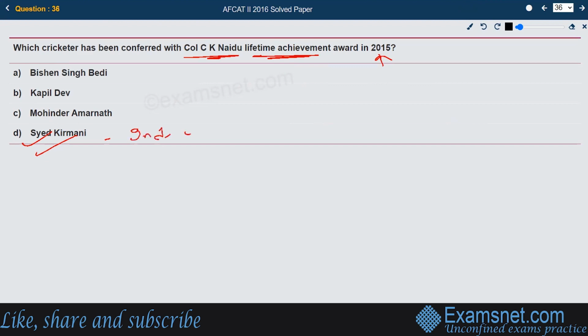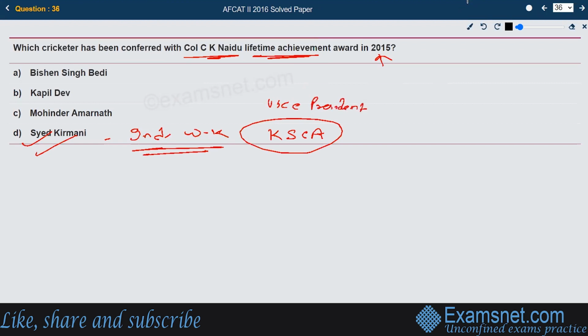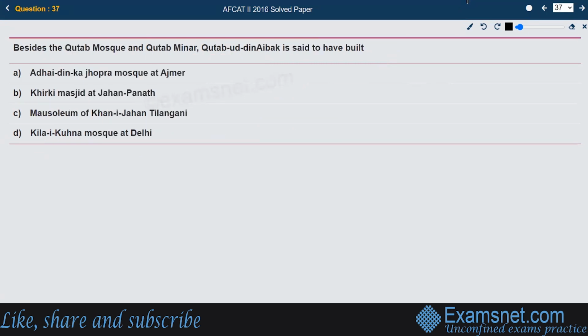He was an Indian wicketkeeper in the Indian cricket team. He received the award in 2015. He was also the vice president of the Karnataka State Cricket Association, KSCA, at that time, and that is the right answer, Syed Kirmani. Next. Besides the Qutub Mosque and Qutub Minar, Qutub Uddin Aibak is said to have built what else?